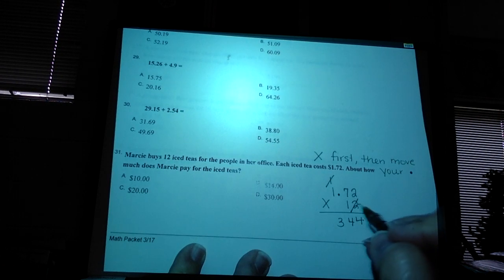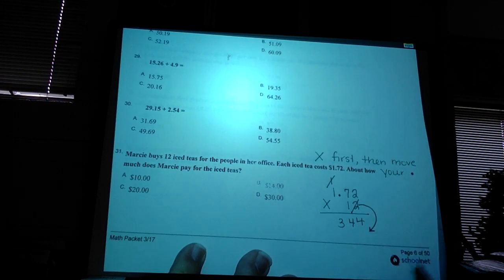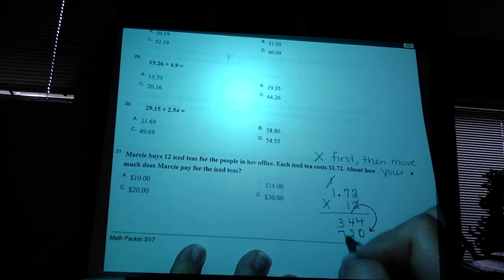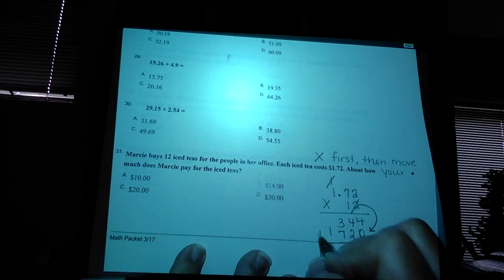And remember, after you cross off that number, put an arrow. The number of arrows tells you the number of placeholders. I've got 1 arrow. I have 1 placeholder. All right, 1 times 2 is 2. 1 times 7 is 7. 1 times 1 is 1. Add that up.